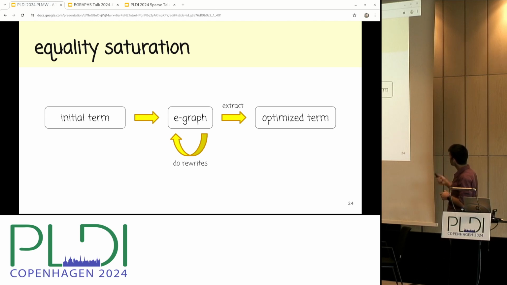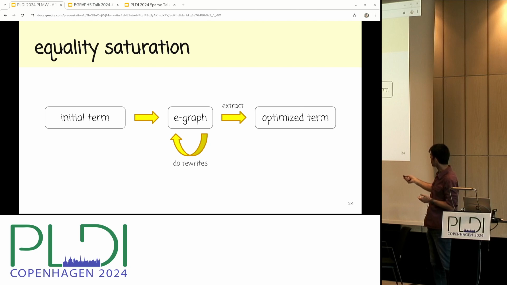And then when we're done, we can extract an optimized program. And because we've only taken steps that put equivalent things into equivalent E-classes, in fact, you can generate a proof that the optimized term is equivalent to the input term.